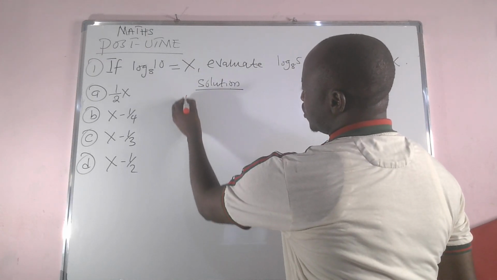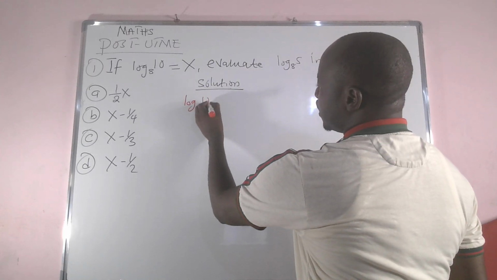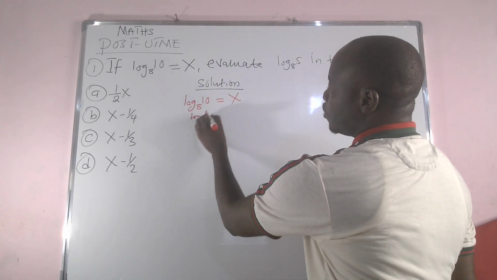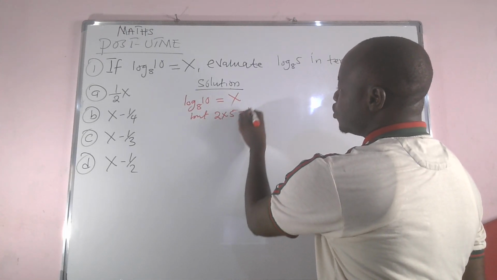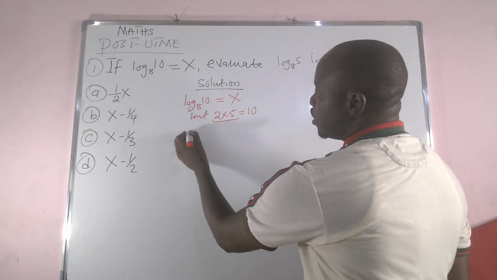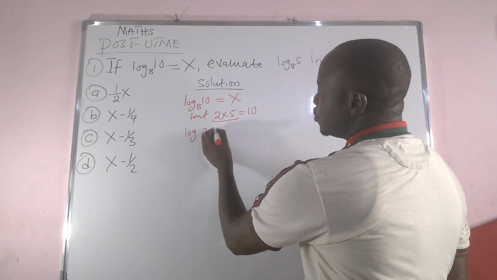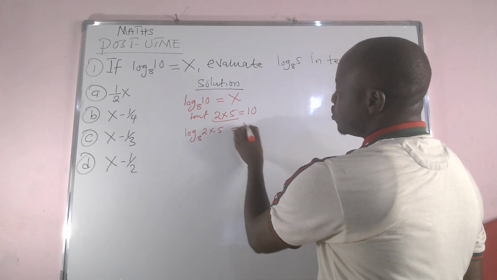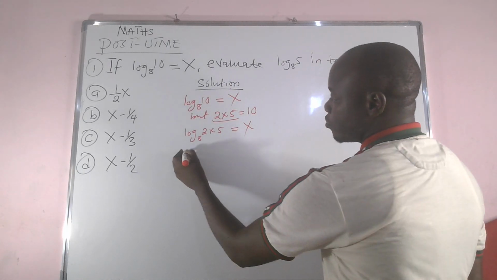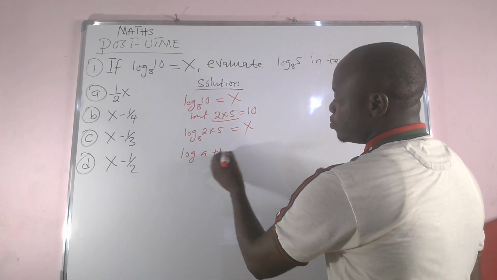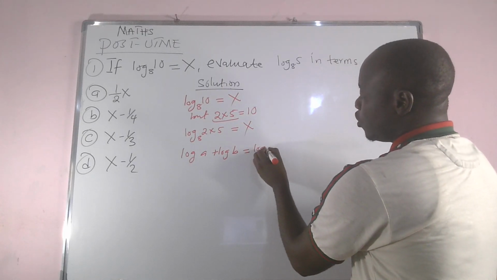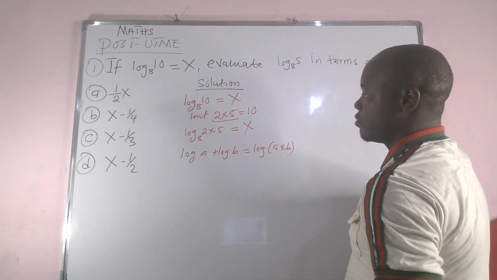So first we are going to take the equation which says log 10 base 8 is equal to x. But we know that 2 times 5 is equal to 10. So therefore we are going to substitute 10 with 2 times 5. Therefore we now have log 2 times 5 base 8 is equal to x. And don't forget that according to the theory of logarithm, log a plus log b is equal to log a times b.